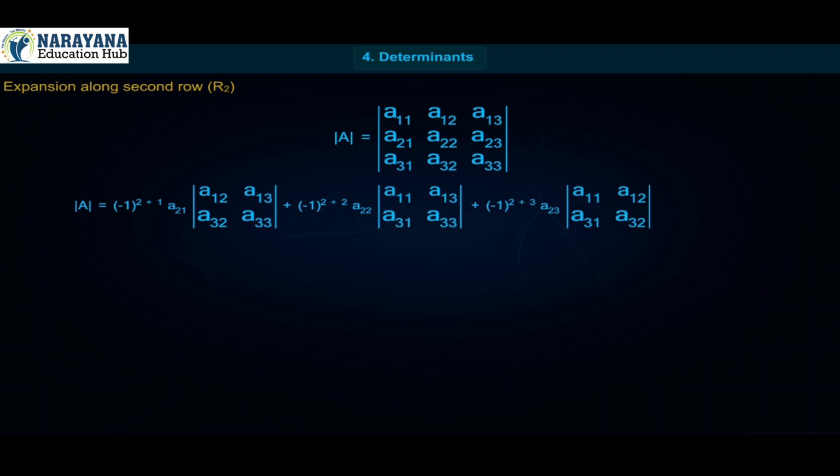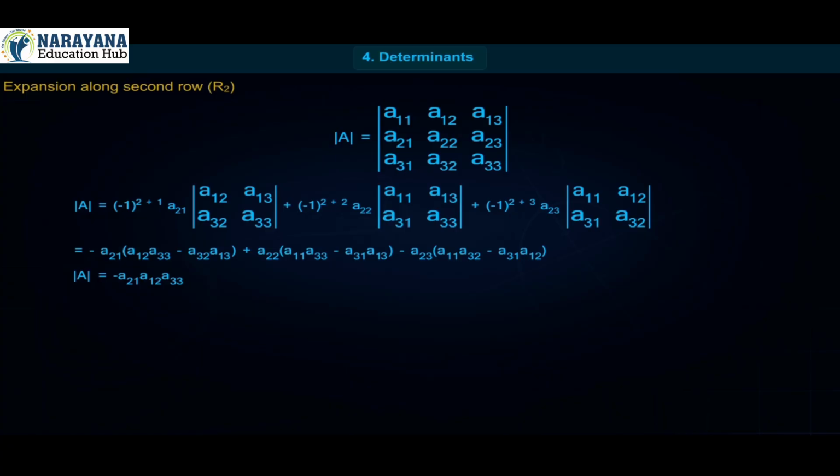plus minus 1 raised to 2 plus 3 into A23 into determinant A11, A12, A31, A32 is equal to minus A21 into A12, A33 minus A32, A13 plus A22 into A11, A33 minus A31, A13 minus A23 into A11, A32 minus A31, A12.